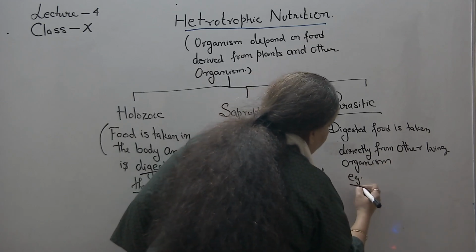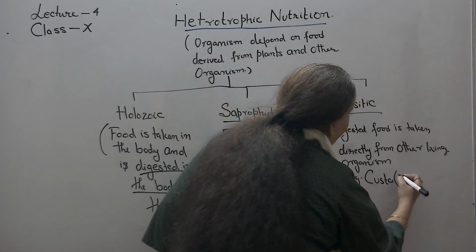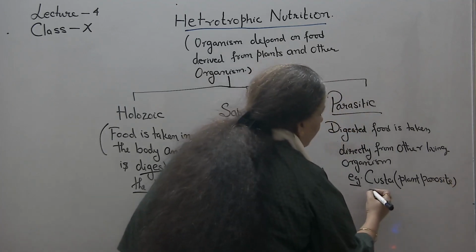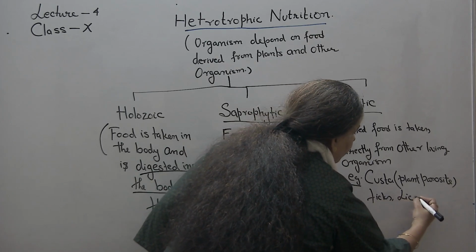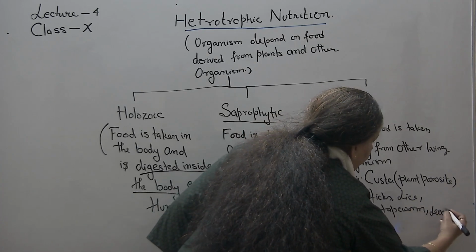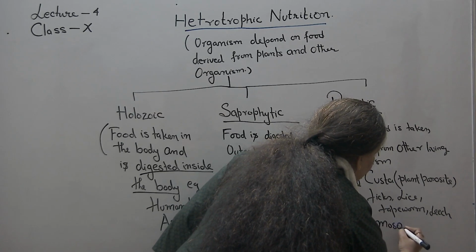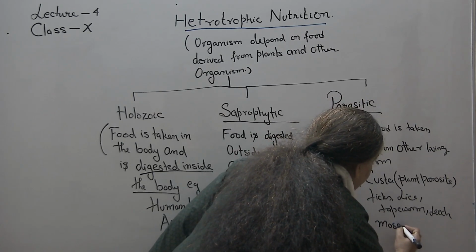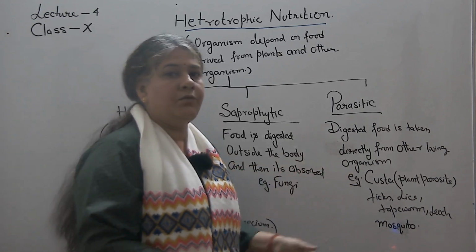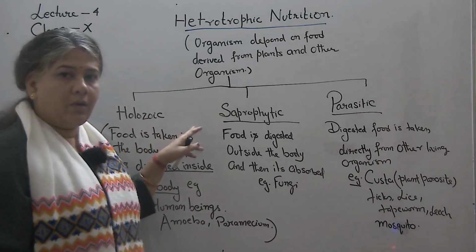We'll take up examples which are given in the book. For example, Cuscuta, which is a plant parasite. Then ticks, lice, tapeworm, leech, and you can also write mosquitoes. So these are three different ways in which food is taken. In this lecture, we'll basically take up holozoic nutrition in single-celled organisms.